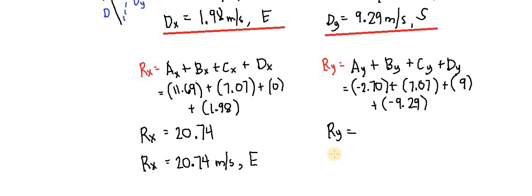Okay, let's have your r sub y. We have here negative 2.70 plus 7.07 plus 9 plus a negative 9.29. So this gives us 4.08. So this is a positive. So therefore, kapag r sub y naman, pag positive, that's a north, and then kapag negative, that's a south. So this is 4.08 meter per second going north.